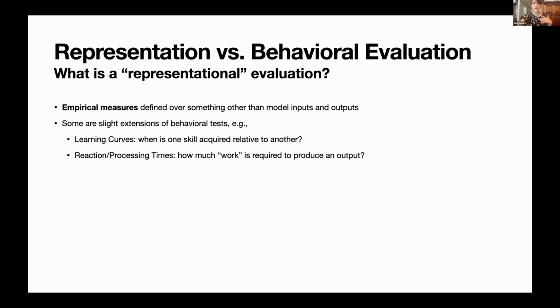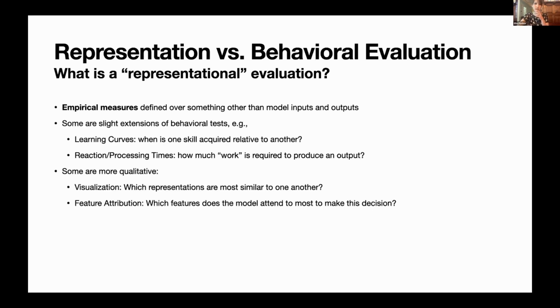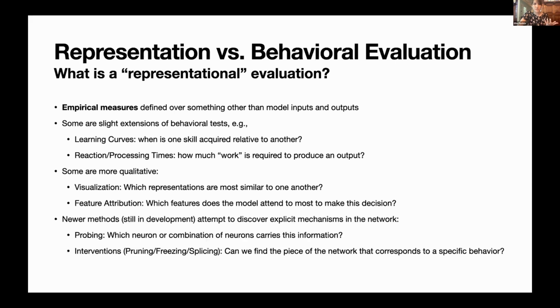We can think about things like learning curves and reaction processing times. We have qualitative types of evaluations like visualizations and feature attributions, which can of course be quantified. And there are a lot of newer methods like probing methods and interventions: pruning, splicing and freezing. I think Raphaël referred to these as mechanistic. I think that's Chris Olah's term. I really like this family of tools. And this kind of work can help us get at the representation part directly and really supplement what's missing from the behavioral evaluation.